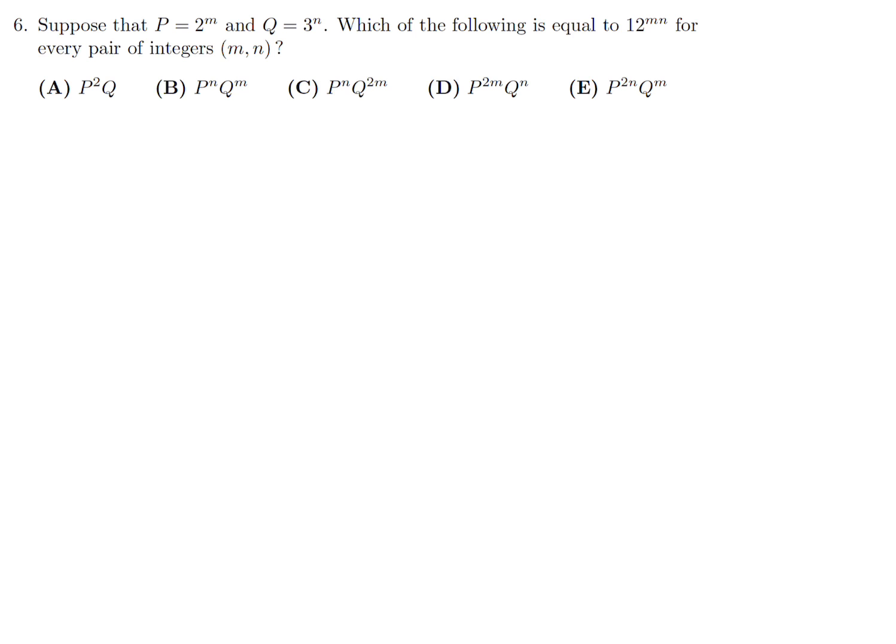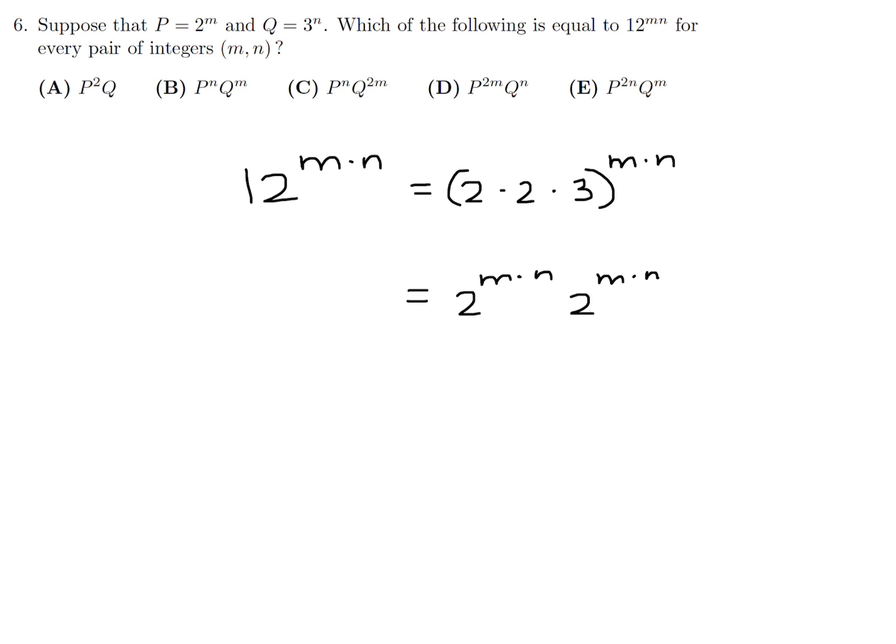Suppose that P is equal to 2 to the power of m and Q is equal to 3 to the power of n. Which of the following is equal to 12 to the power of mn for every pair of integers m, n? 12 to the power of m times n. We can break this up into 2 times 3, all to the power of m times n. Therefore, this becomes 2 to the power of m times n, 2 to the power of m times n, and then 3 to the power of m times n. We want something with P's and Q's, because all the answer choices are in P's and Q's. Well, I think we can do that.